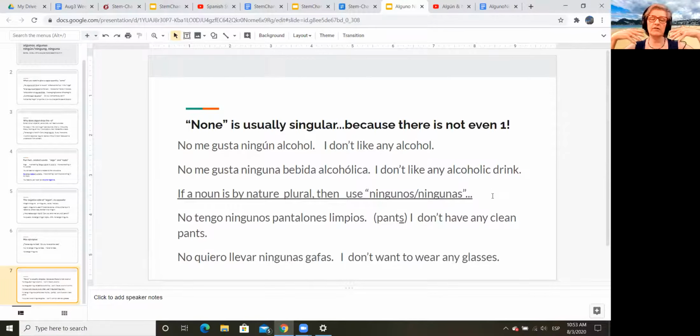If a noun by nature of what it is happens to be a plural word, then you might hear the plural ningunos or ningunas used, but it is not a frequent thing. It is kind of a rare thing. So, por ejemplo, entonces, no tengo ningunos pantalones limpios. I don't have any clean pants, because pants, two legs, it's pants. Ningunos pantalones because pants happens to be a plural word. No quiero llevar ningunas gafas. I don't want to wear any glasses. You know, gafas. There are two lenses. So lentes or gafas is a plural word, right?